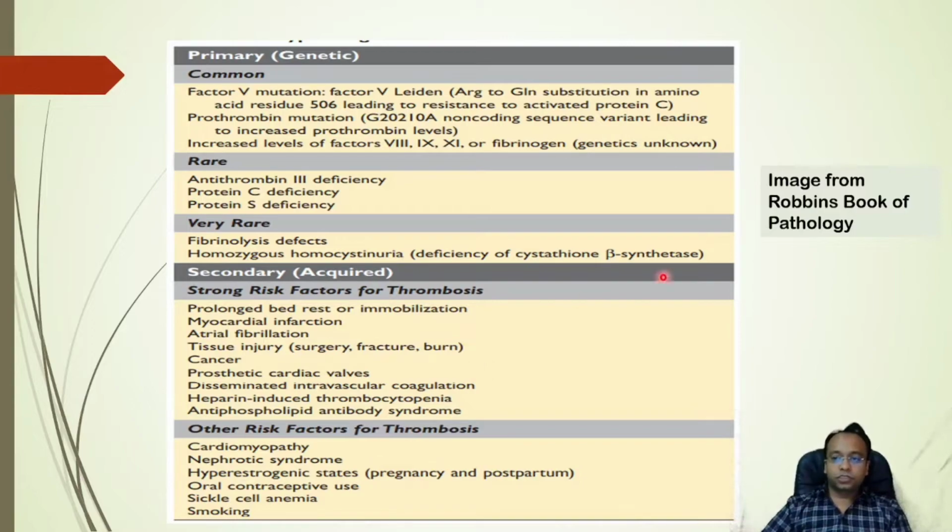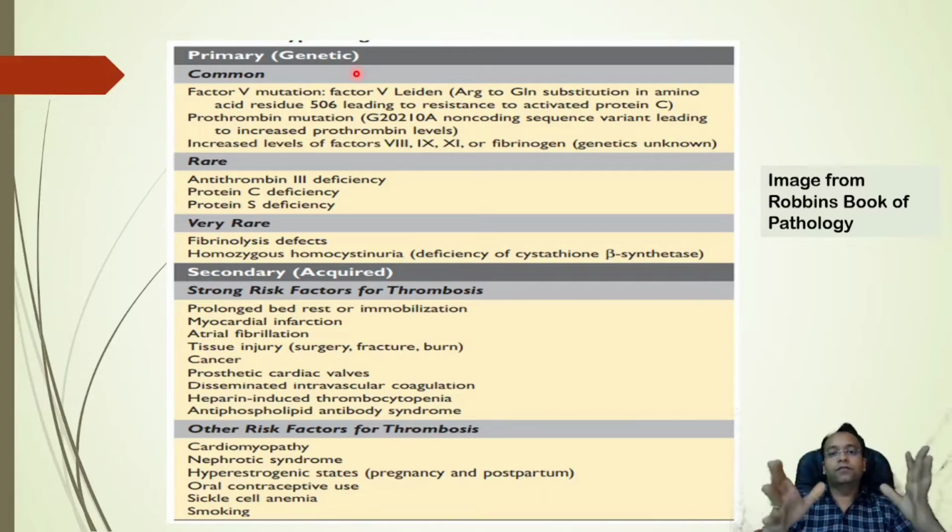All right. So see, this is the table from the Robbins book of pathology. The cause could be primary or secondary. Primary cause means genetic, that is present from birth, in which you can do nothing. But secondary causes are the acquired ones, that are acquired later on in life. So which are the genetic causes that will lead to thrombophilia, abnormal tendency for thrombosis?